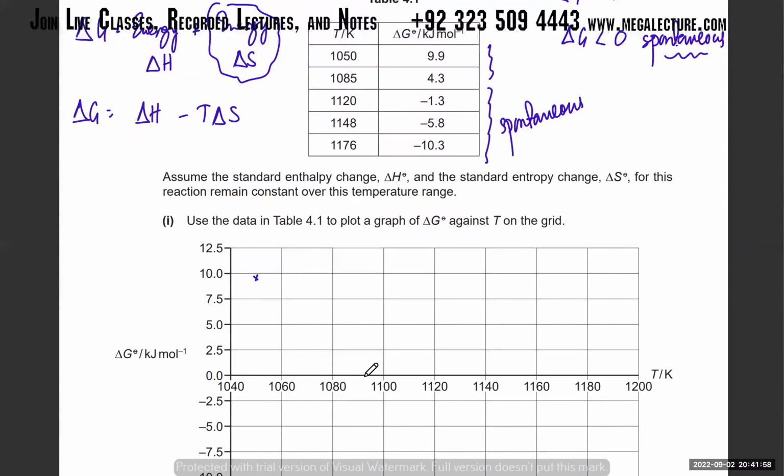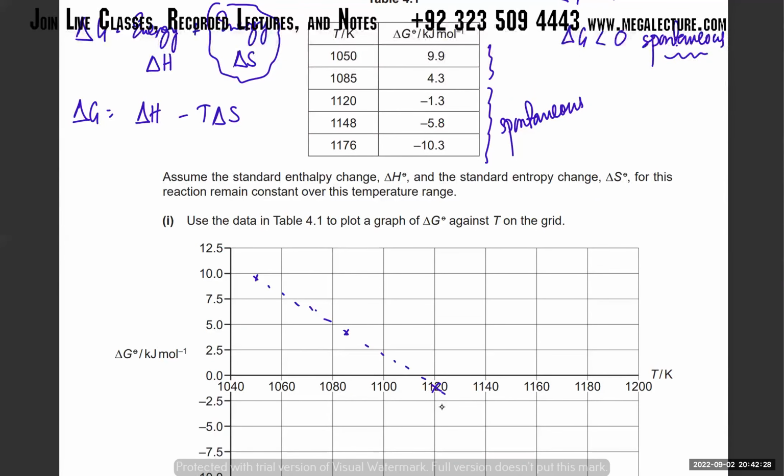What scale is this? I'm sorry, sir, again. So this one, 1085, that's somewhere over here, 1085, that's 4.3. Yes, sir. That's somewhere between 5 and 2.5. Okay, 1120, that's minus 1.3. So I guess it's going to be just a straight line.